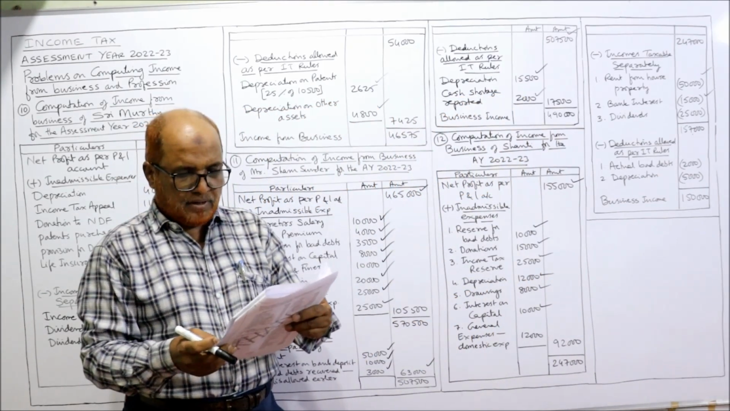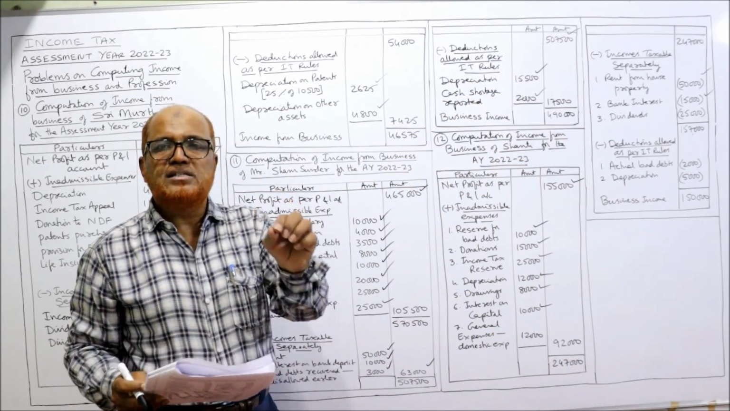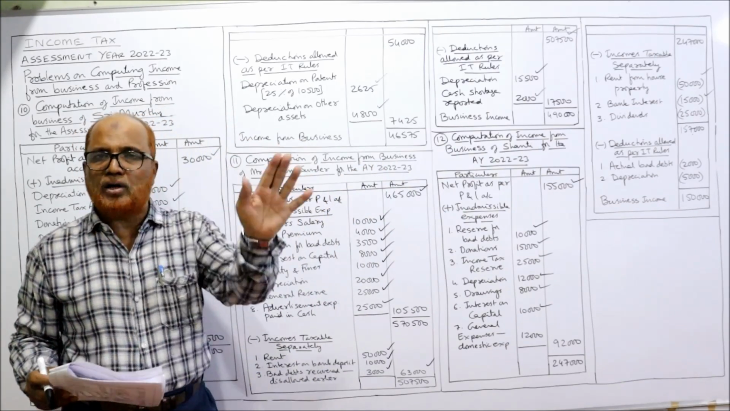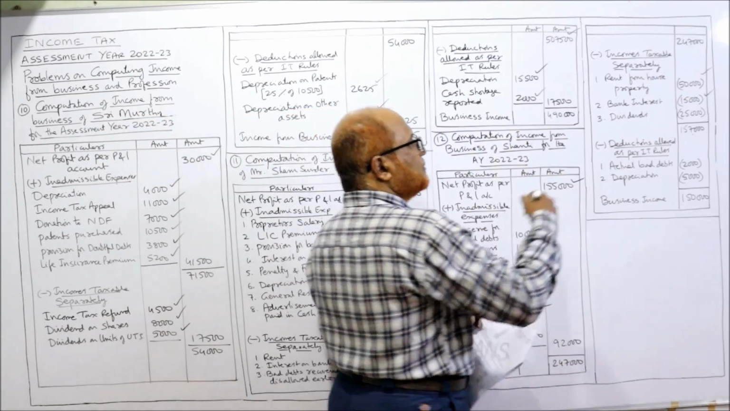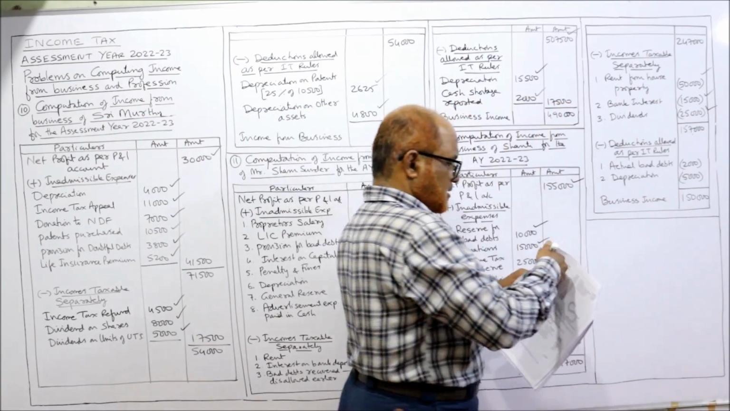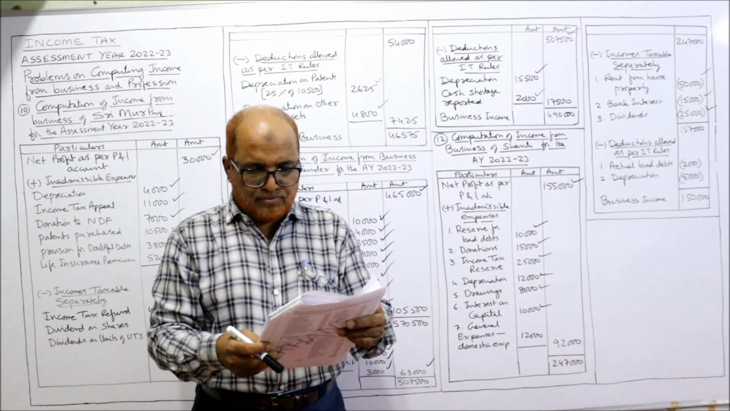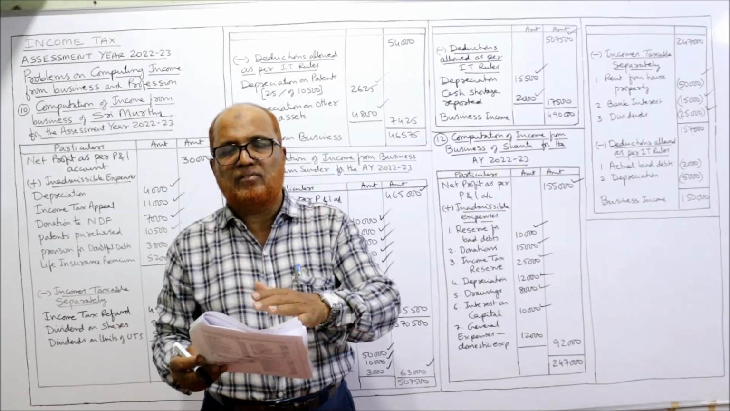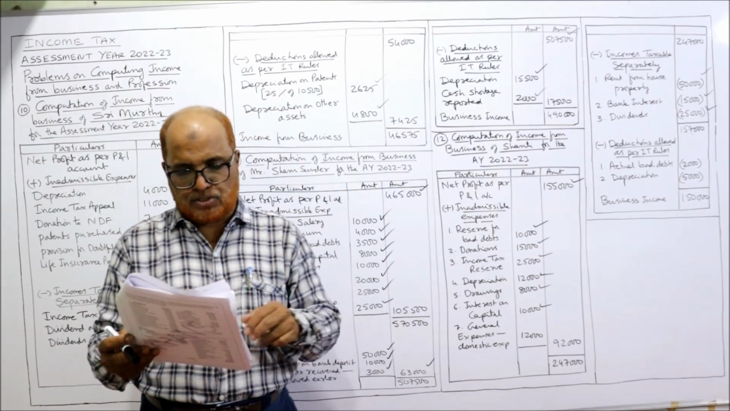Next one is dividends. Dividend received is taxable under income from other sources. It is not a business income. So deduct dividends, right? That's all. So we have seen all the credit side items. So debit side we have seen, credit side we have seen. Now we'll see the adjustments.